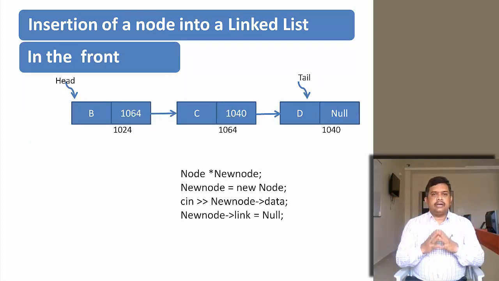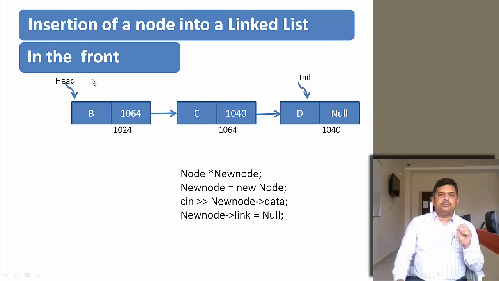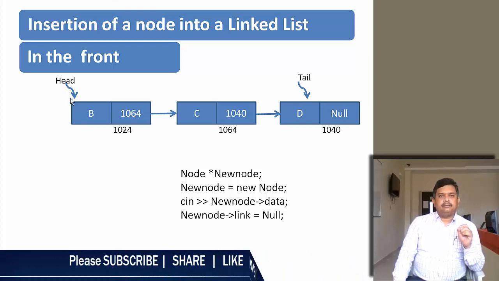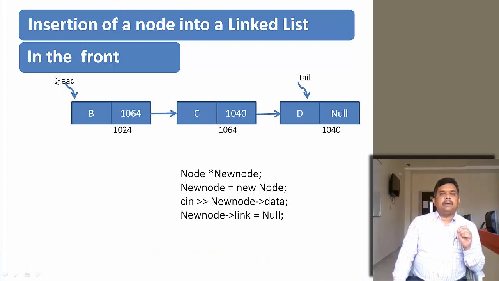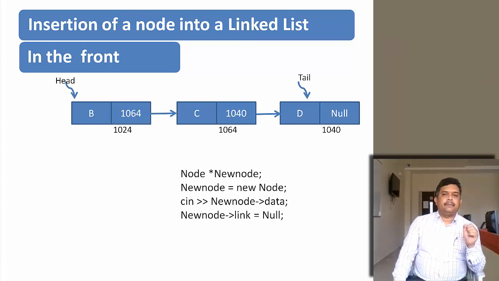So let us try to understand this when I am trying to enter the node at the beginning. Let us assume that we have this linked list. It is starting with B. I have a pointer called head. It is pointing to the starting node, that is B. The next node contains data C and the last node contains data D. So I want to insert my new node having data A, and it is supposed to be at the beginning.